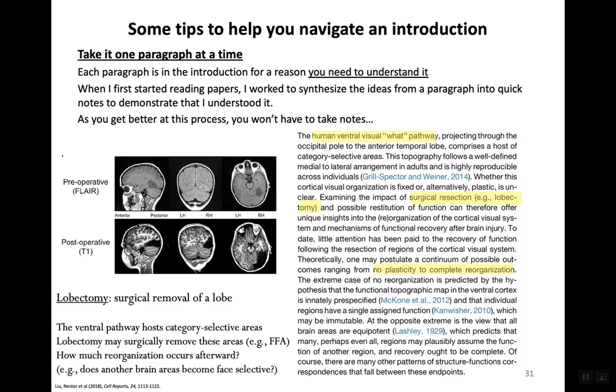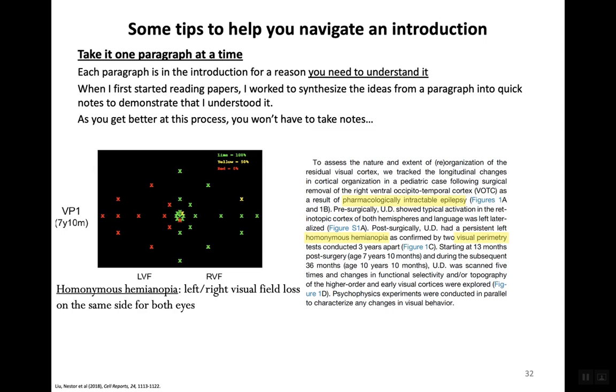If you do a quick search, you'll find that this is the loss of one hemifield on the same side for both eyes. What that means is neither eye can provide you with information about either the left or the right visual field. And this presumably happens because the occipital lobe, or one hemisphere, is compromised. It also introduces the idea of visual perimetry tests.